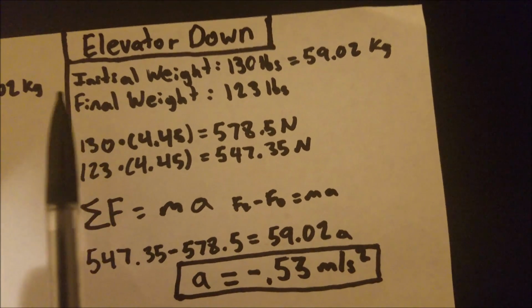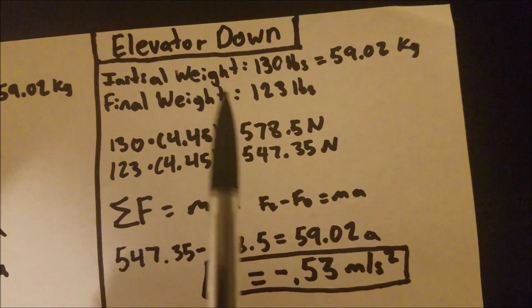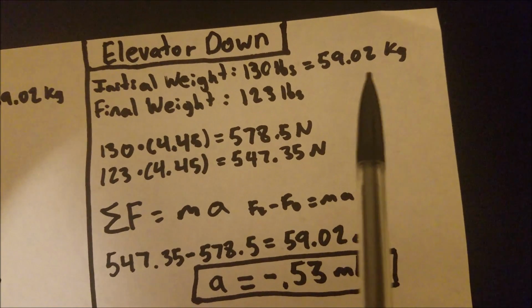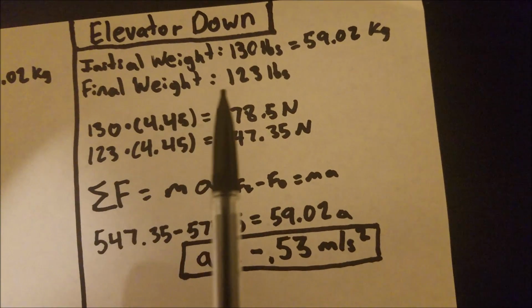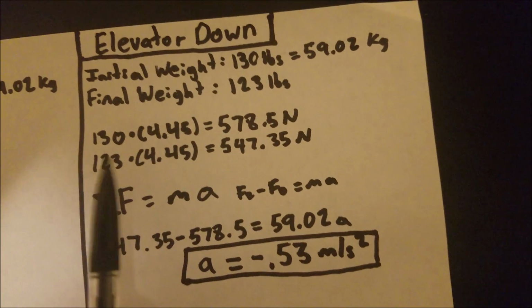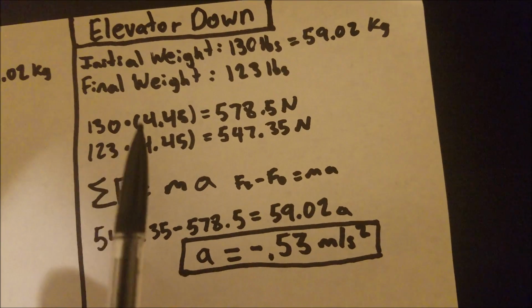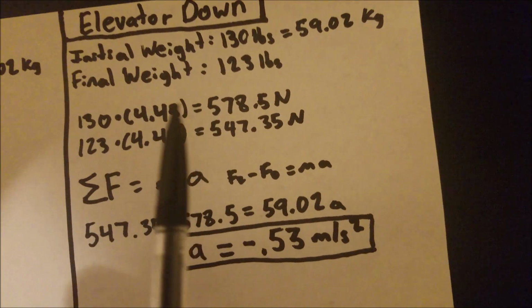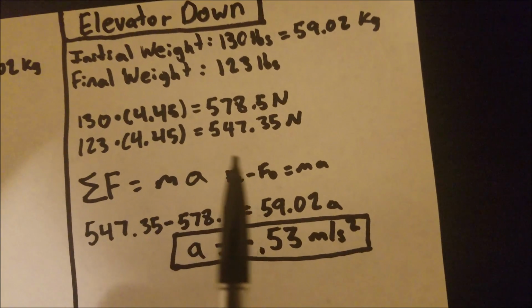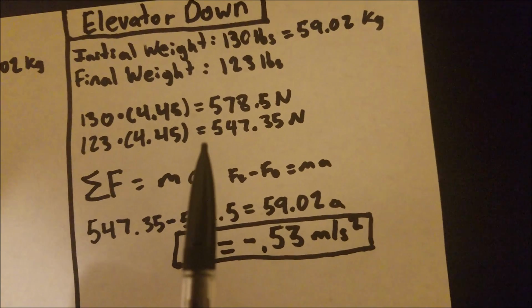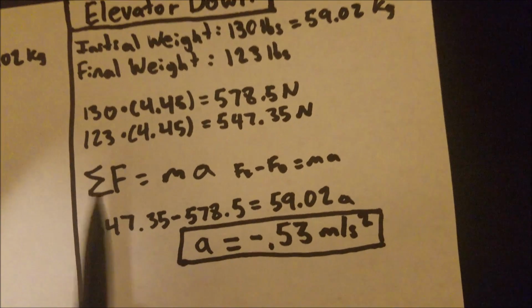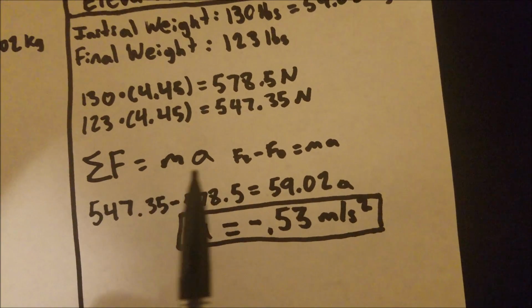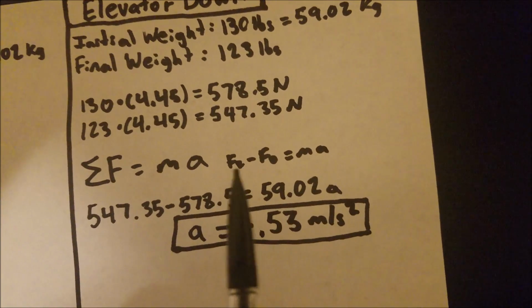And for the elevator going down, the initial weight was the same, 130 pounds, which equals 59.02 kilograms, and the final weight when it's going down is 123 pounds. Here we converted them to newtons again. The initial weight is 578.5 newtons, and the final weight is 547.35 newtons. We use the same equation, net force equals mass times acceleration, which is final force minus initial force equals mass times acceleration.